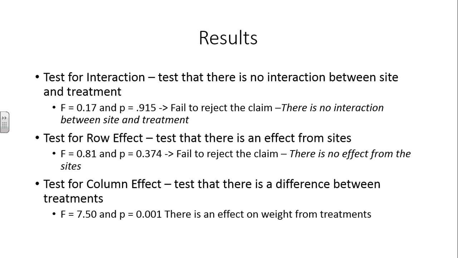Then we're testing for our row effect. Remember, the row was our 2 different sites. In this case, our test statistic F is 0.81, and our p-value is 0.374. Again, very large. So we failed to reject the claim there is no effect from the sites. Now we test our column effect, which were those 4 treatments. In this case, our test statistic was 7.50, and p is equal to 0.001. In this case, there is an effect on the weight from those 4 different treatments.